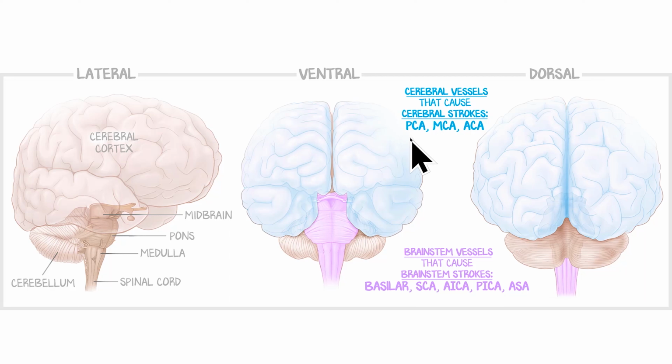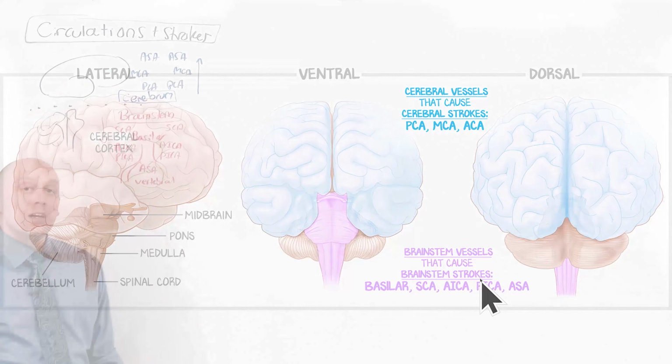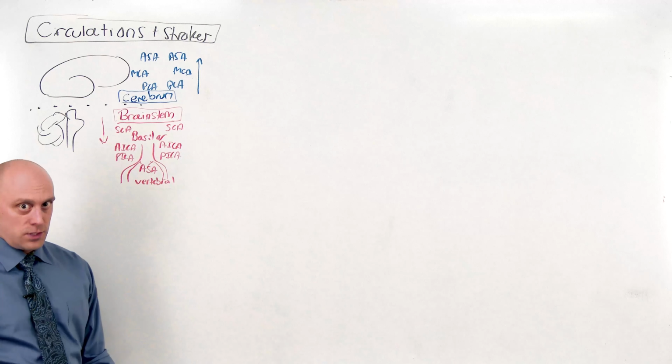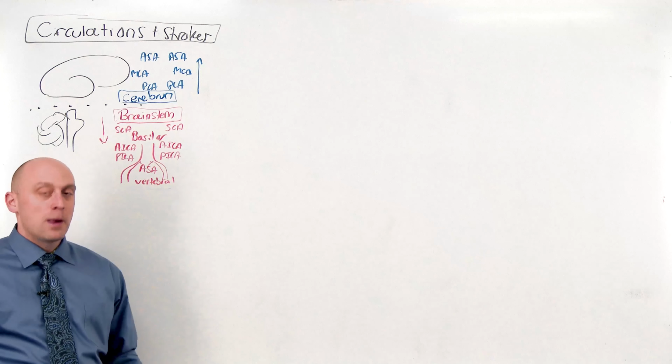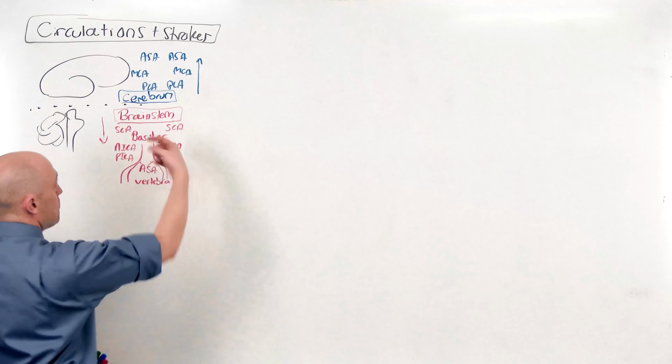Therefore, even though the posterior cerebral artery is part of the posterior circulation, I want you thinking about it in terms of the cerebral vessels that cause cerebral strokes. Posterior, middle, and anterior cerebral arteries cause strokes of the cerebrum. That's what we're going to talk about in this lesson. Whereas the brainstem vessels cause brainstem strokes, which we'll talk about in a few lessons from now. Clinically orienting your studying of neuroscience, how you're going to employ it to help your patients, especially in the setting of strokes, forces you to do this.